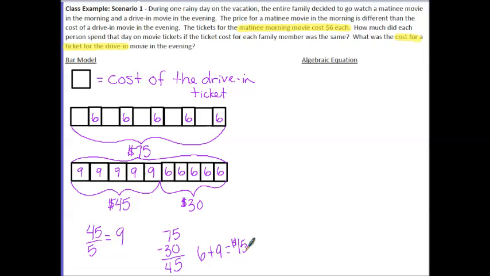So let's take what we did with bar modeling and translate it to an algebraic equation. In an algebraic equation, the key element is a variable. So we first need to define a variable, and most commonly we use x. So let's say let x equal the cost of the drive-in ticket.